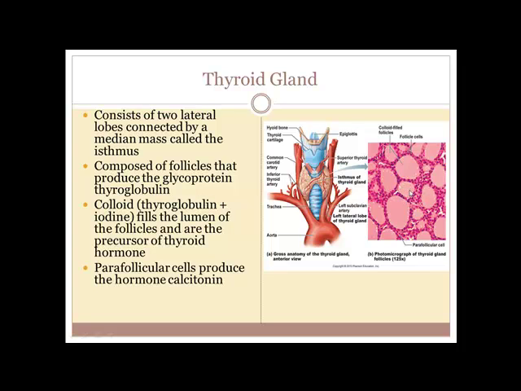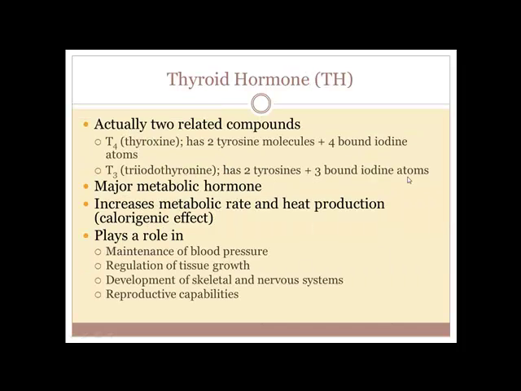Inside of this colloid-filled follicle, we're going to have what's called thyroglobulin and iodine. These are going to be precursors for our thyroid hormone, so our follicular cells can suck that stuff up and use it to make the hormone. With your thyroid hormone, there's going to be two related compounds. There is thyroxine and there is triiodothyronine. Thyroxine has 2 tyrosine molecules and 4 iodine, so T4 for 4 iodine. T3 is going to have 2 tyrosine and 3 iodines bound to it, so that is T3.